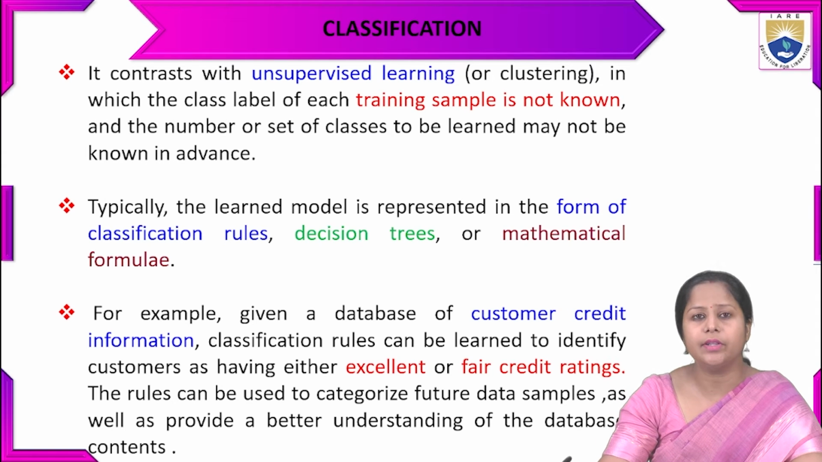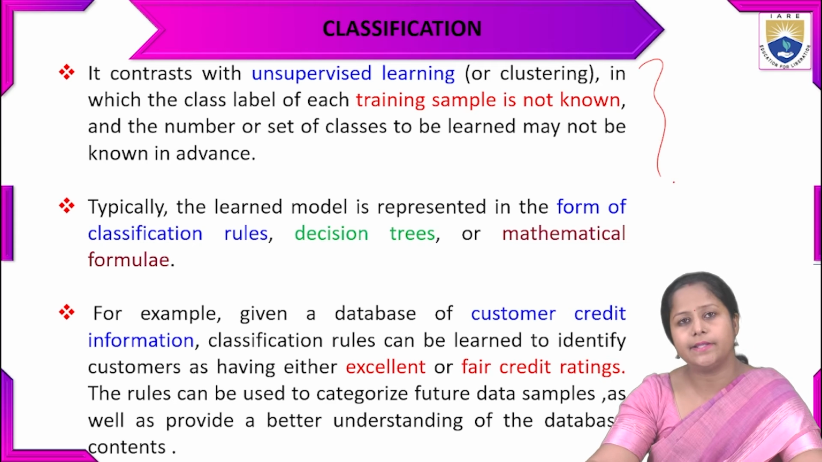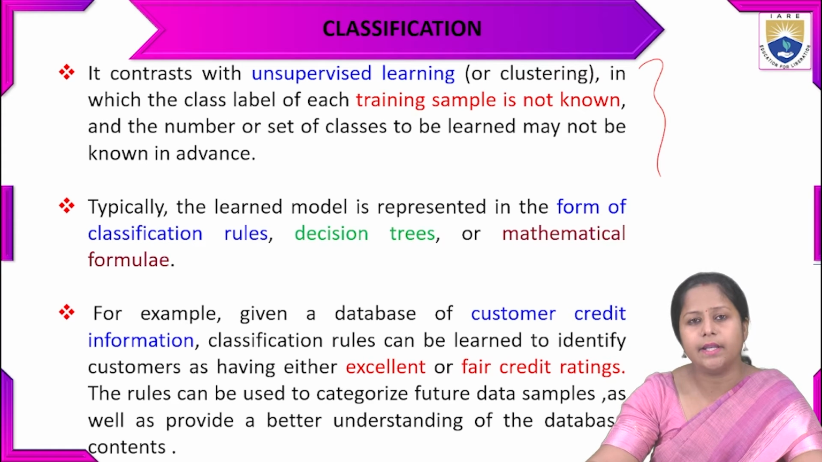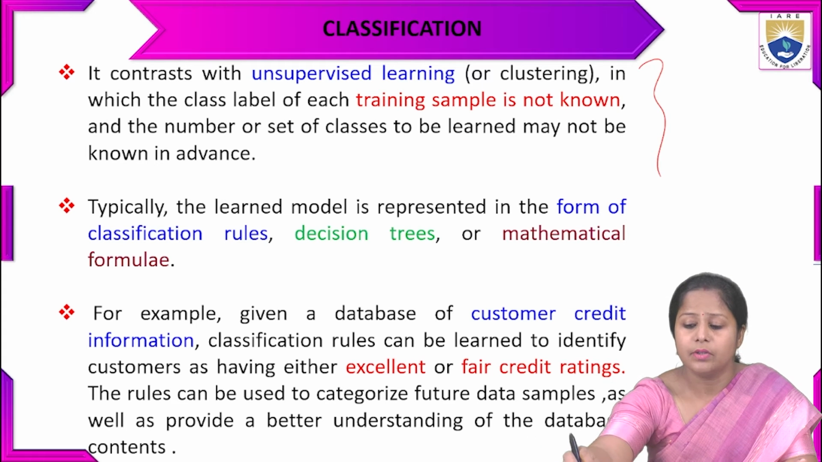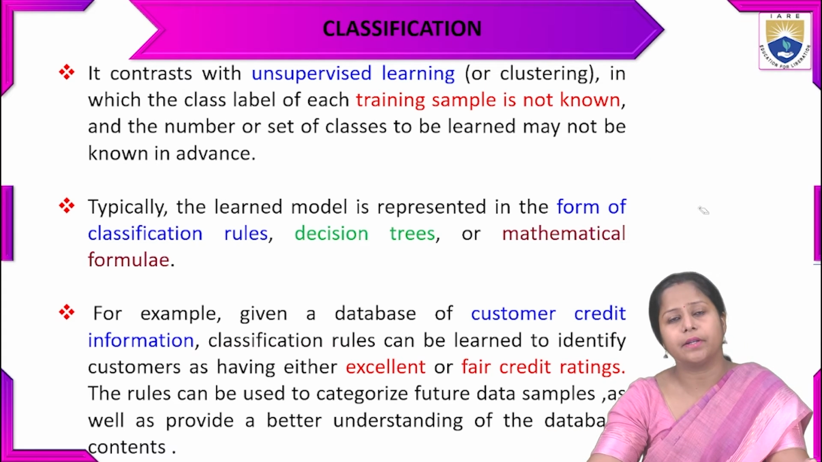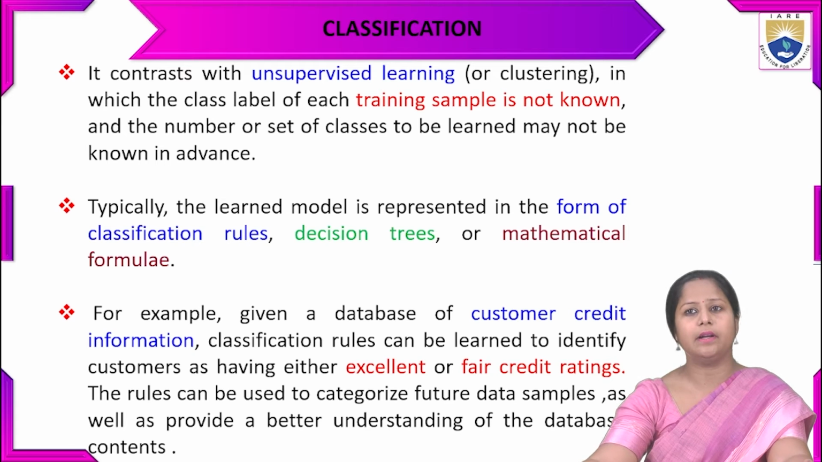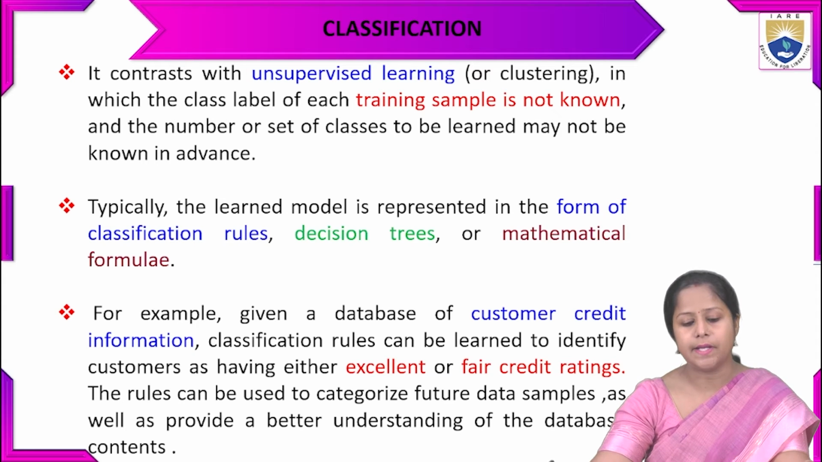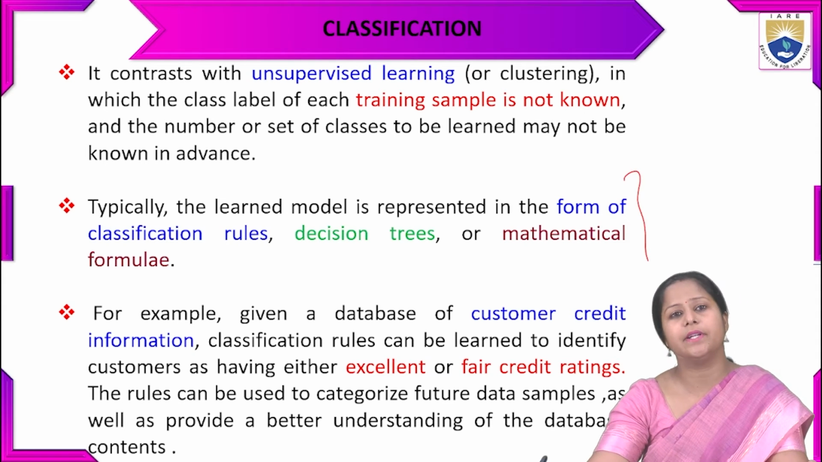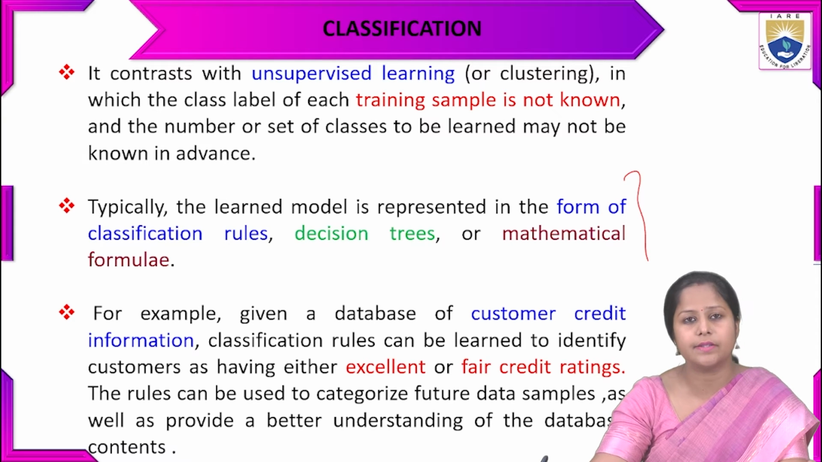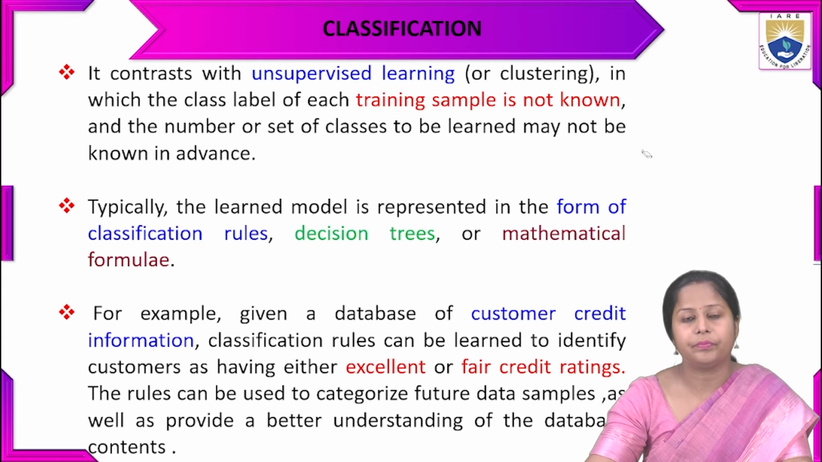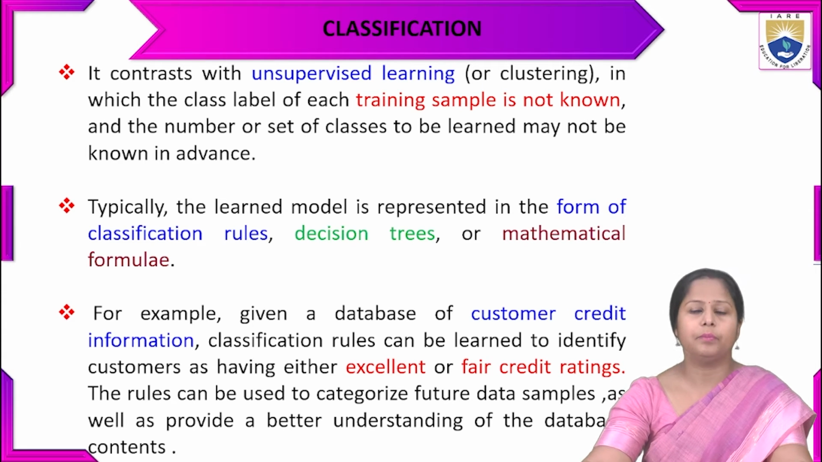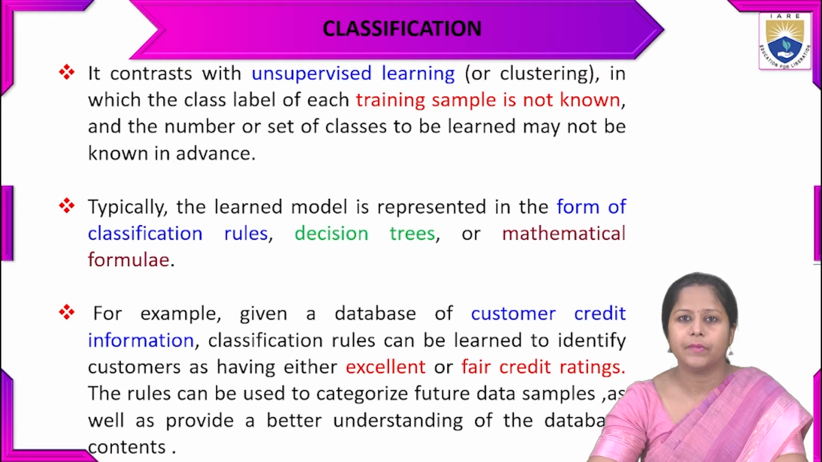In contrast, what is unsupervised learning? That is also called clustering, in which the class label of each training sample is not known. The number or set of classes to be learned may not be known in advance. Typically the learned model is represented in the form of classification rules, decision trees, or mathematical formulas. In these three representations, we can express the learned model.